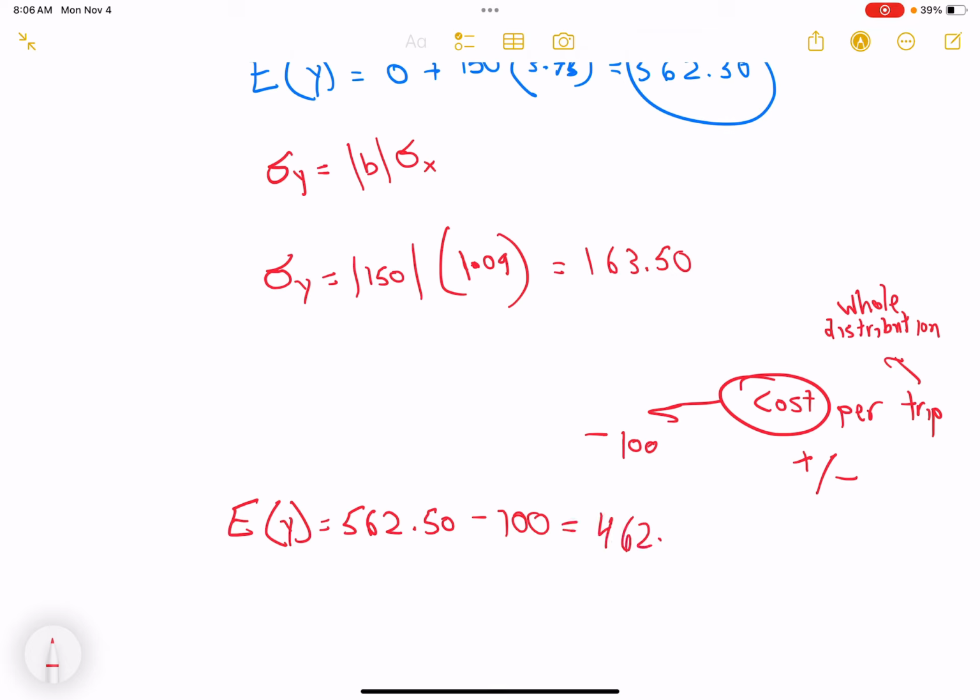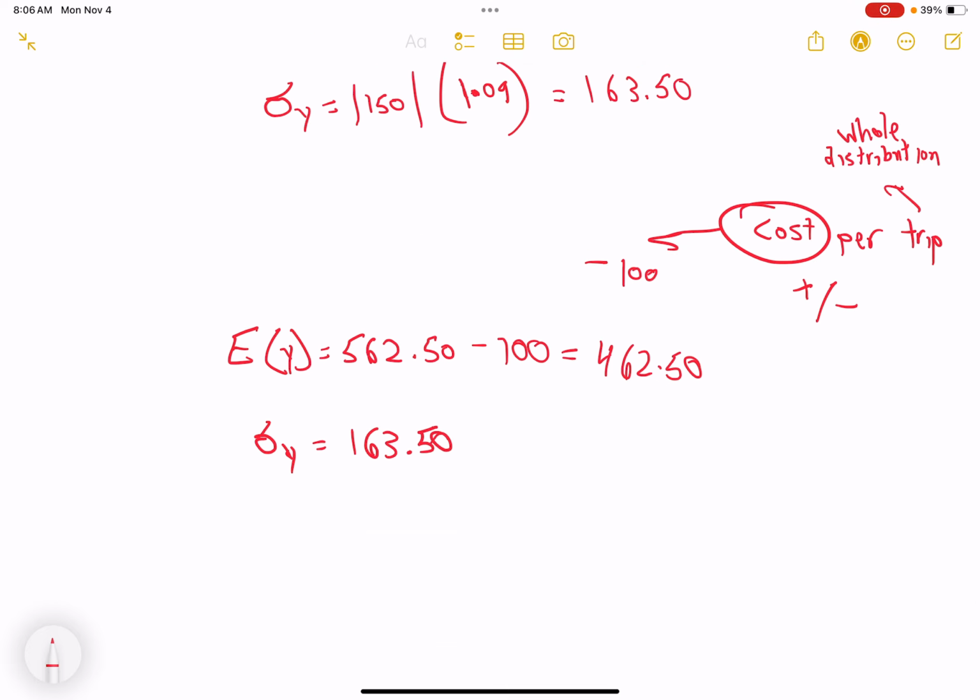To get 462.50. But we will not subtract 100 from our lovely standard deviation because standard deviations do not respond to adding and subtracting. So this will stay the same. And that's it. When it says expected profit, it'll be 462.50, because I've found my expected value for money and then I've subtracted the cost. And then I don't have to change my standard deviation because losing $100 from everything does not alter how far apart our values are, versus multiplying everything by a different number, which does affect how far apart our values sit.